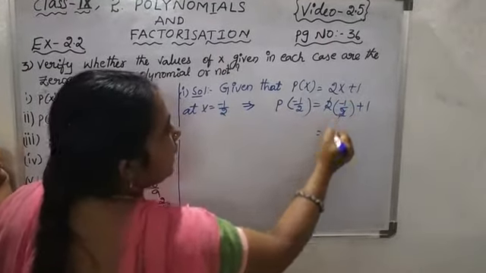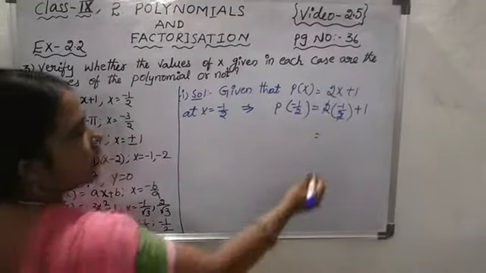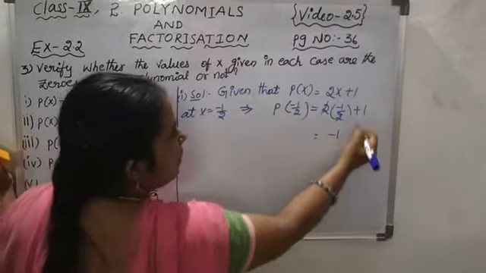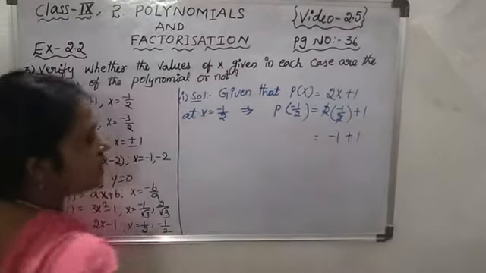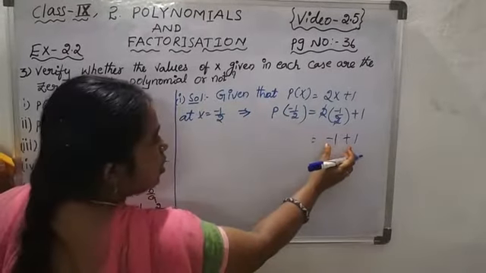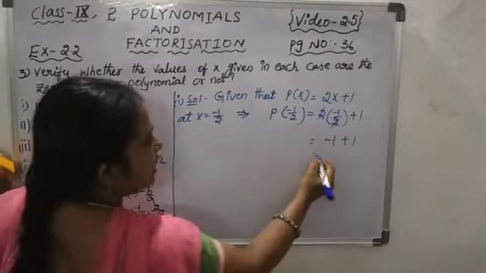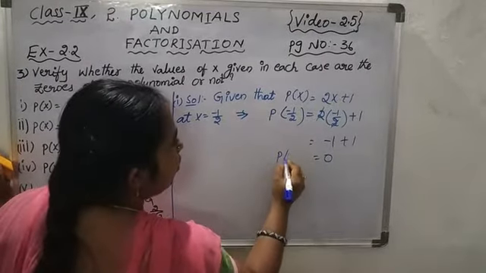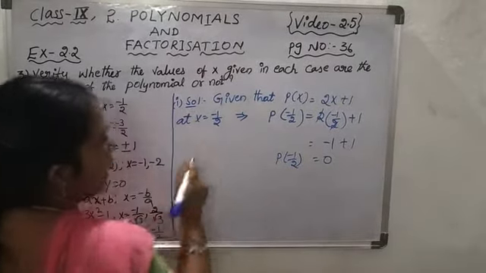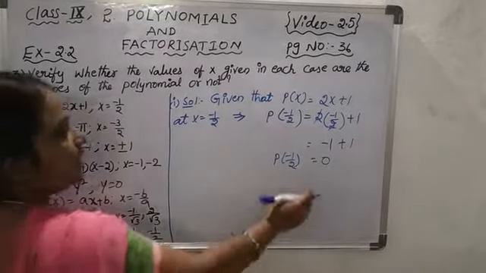Observe here, numerator and denominator will be cancelled. Then we are getting only minus 1 plus 1. Here the values are the same, 1 and 1, but observe the signs. Both are opposite, which means we can do subtraction. 1 minus 1 is equal to 0. Observe here, the value of P at minus 1 by 2 is 0.